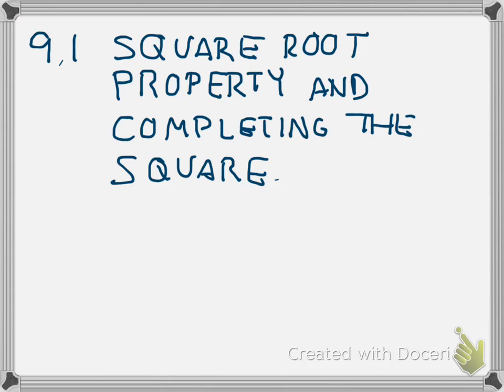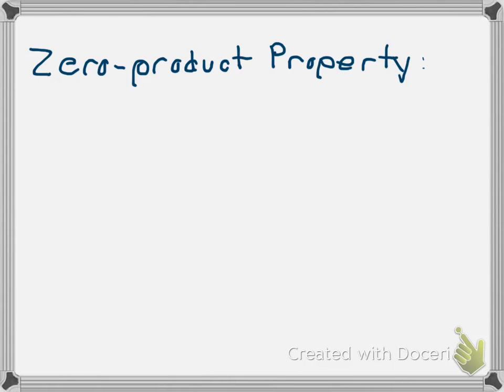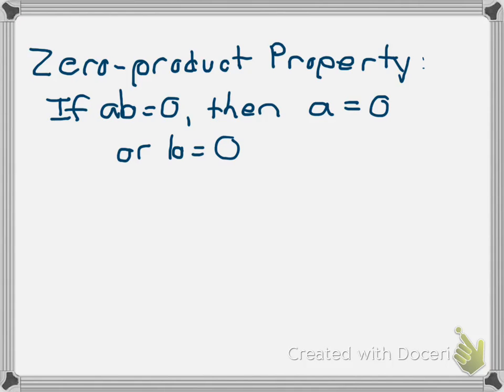So two theorems to start off with. First of all, the zero product property. This is a theorem we've been using since Algebra 1 to solve quadratic equations. And it says that if you have a product, A times B equals 0, that means that either A equals 0 or B equals 0. And you've applied this before.